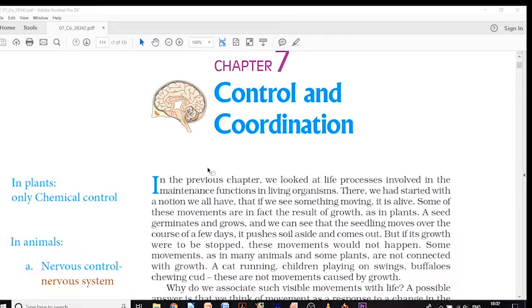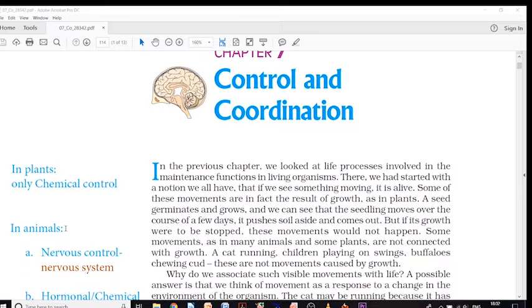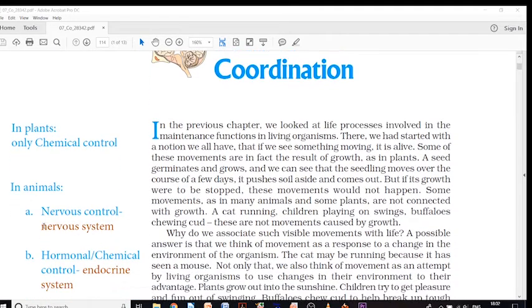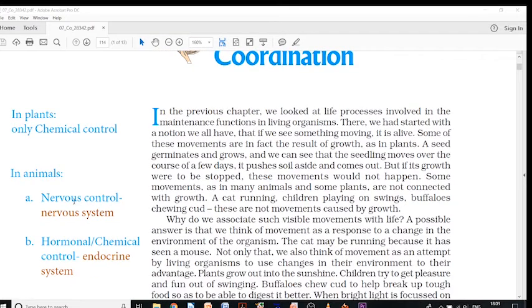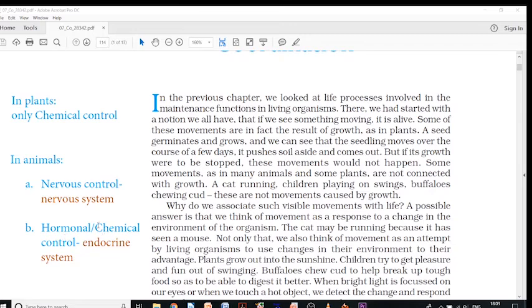So let's begin. In case of plants, there is only chemical control. Different processes in plants such as growth, movement, etc. are all controlled chemically. Whereas in case of animals, we have two types of control, nervous control and hormonal control. The nervous control is carried out by the nervous system, and the hormonal control, which is also called chemical control, because all hormones are chemical in nature. So hormonal or chemical control is carried out by the endocrine system.